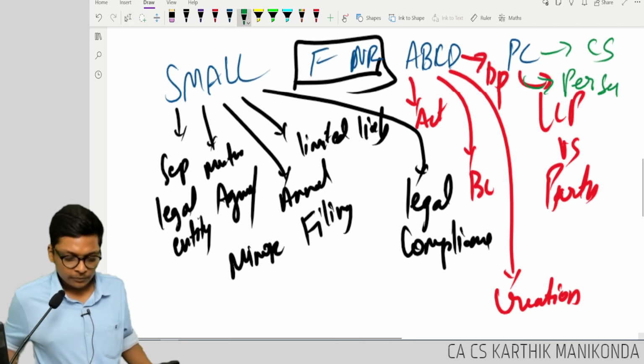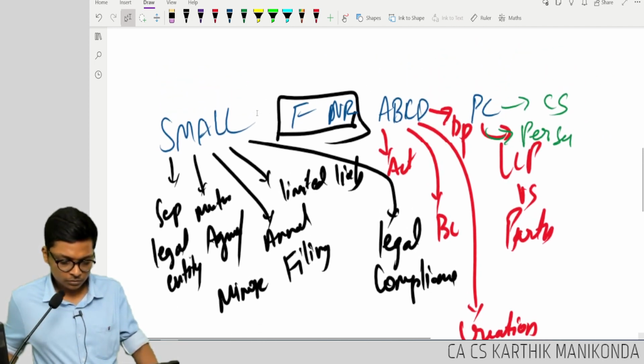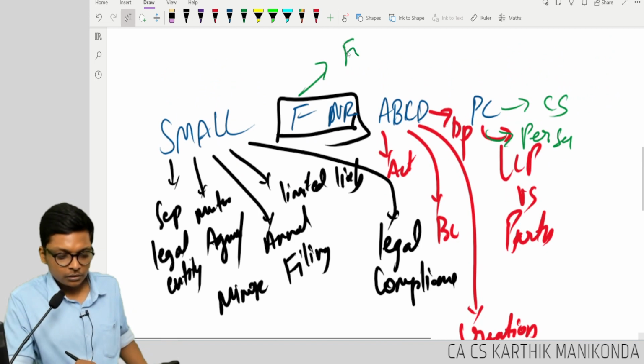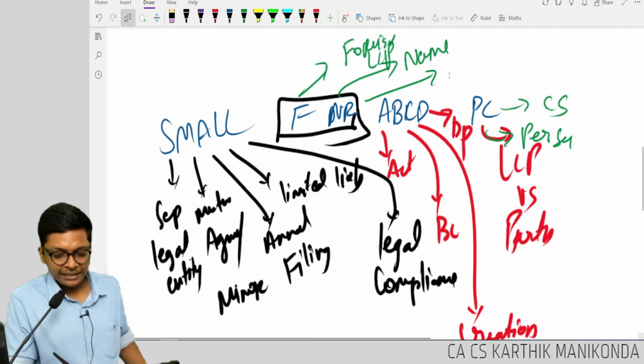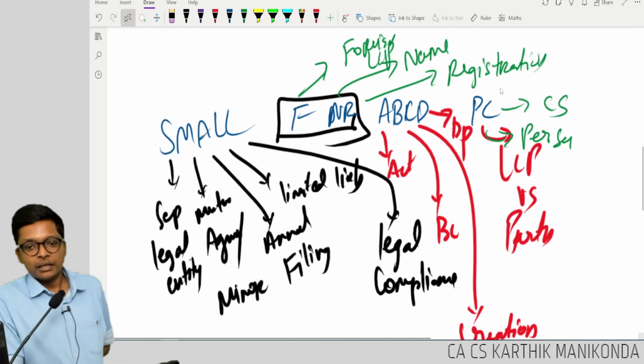F stands for foreign LLP, N is name, R is registration. So these are the differences between LLP and partnership.